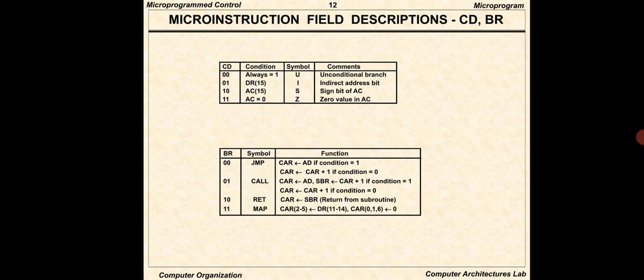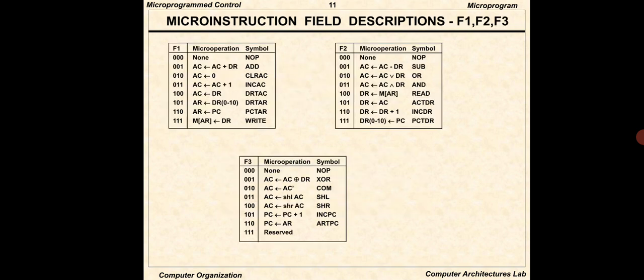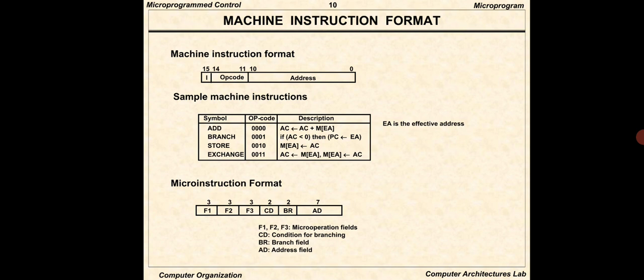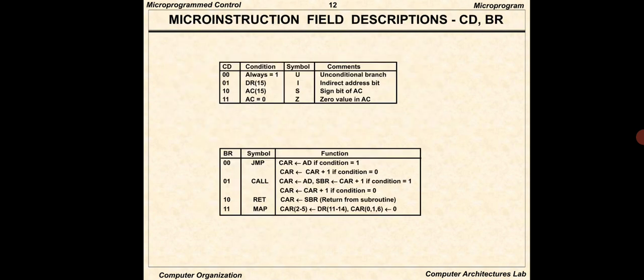That is, if my condition is true, then based upon the address which we are providing in the address field, I need to jump to that location. If the condition is 0, then what do I need to do? I need to increment and go with my next instruction to be executed. That is a jump.